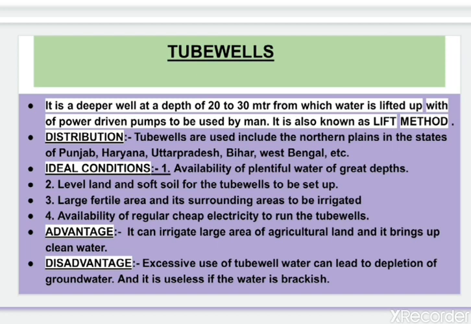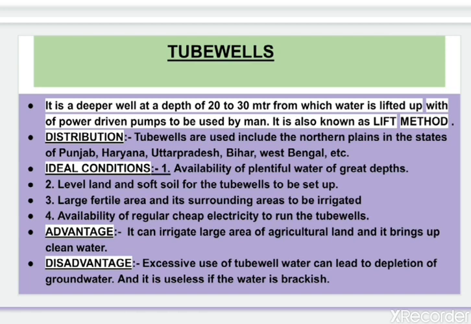These methods are used in the northern plains in the states of Punjab, Haryana, Uttar Pradesh, Bihar, West Bengal, etc. Now we will learn the ideal conditions needed to set up this method. First is availability of plentiful water at great depths. Number 2 is level land and soft soil for the tube wells to be set up. And the third one is a large fertile area and its surrounding areas to be irrigated.